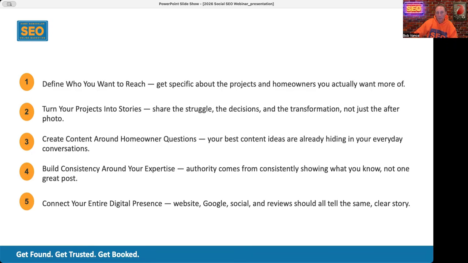And then step two, turn your projects into stories. Your completed projects are some of the strongest marketing assets that you own, but only if you go beyond that final photo. Every project has a story. What was the homeowner struggling with? What made the project genuinely challenging? What decisions did your team make along the way?